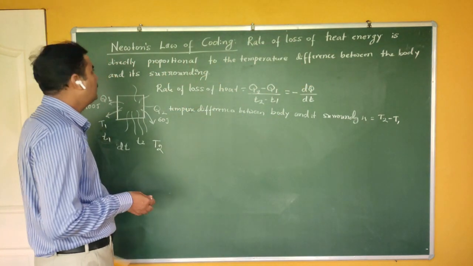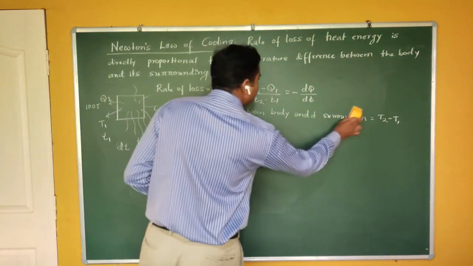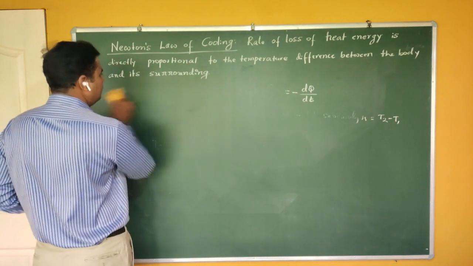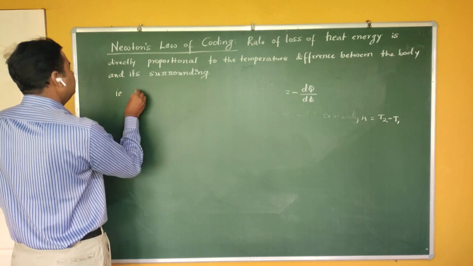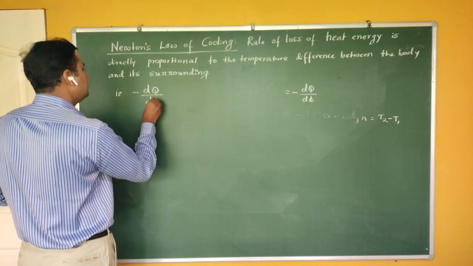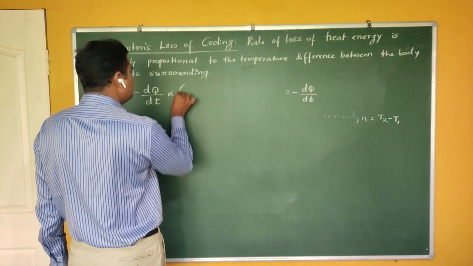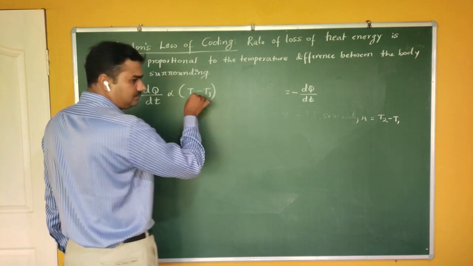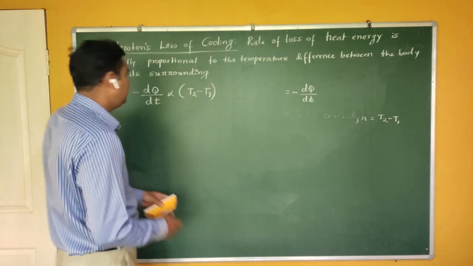So according to Newton's law, if I write it in mathematical terms, the rate of loss of heat, minus dq by dt, is directly proportional to the temperature difference between the body and the surrounding, which is T2 minus T1. Are you getting me?